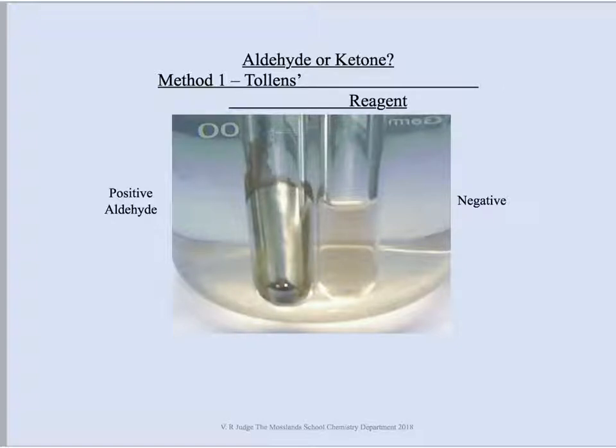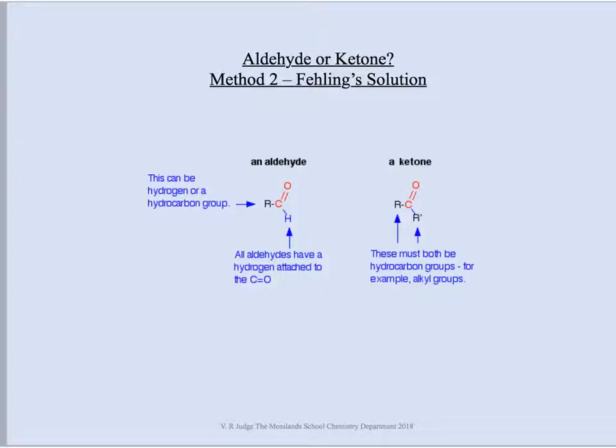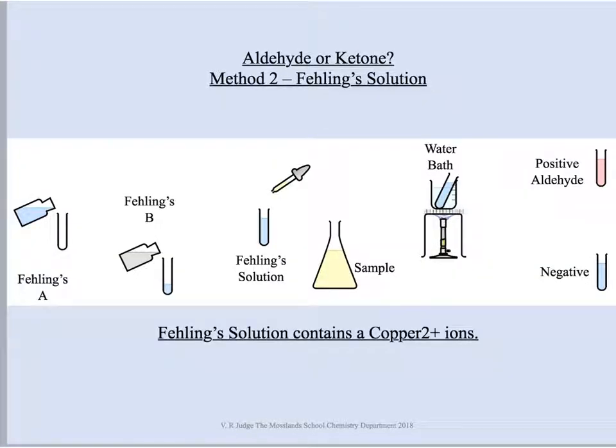So we're now going to have a little look at a second method for testing distinction between aldehydes and ketones, and this is the one that you're going to carry out in your required practical. So the second method is using something called Fehling solution, which again distinguishes between an aldehyde and a ketone. So here we've got the equipment set up to show you how you would use Fehling solution to distinguish between these two functional groups.